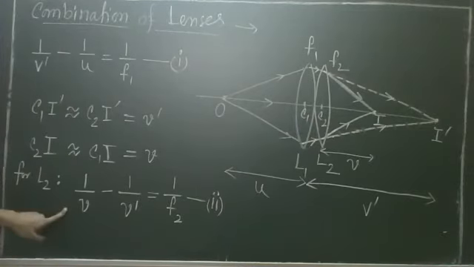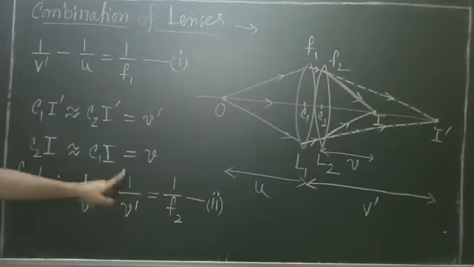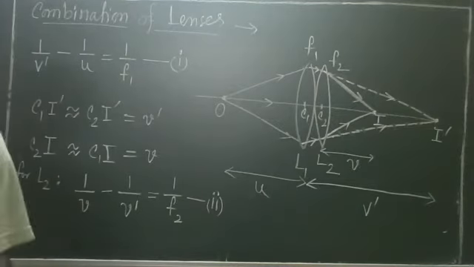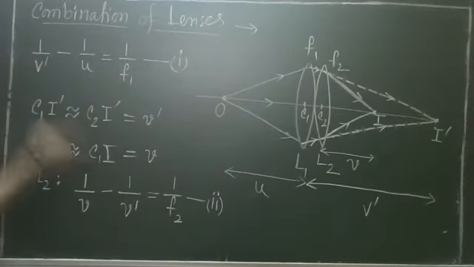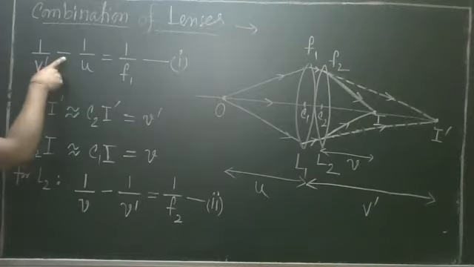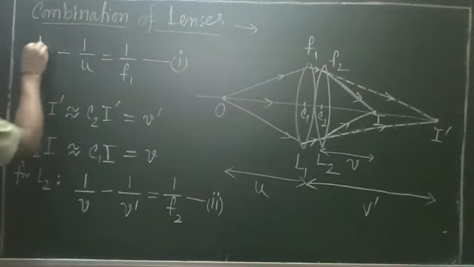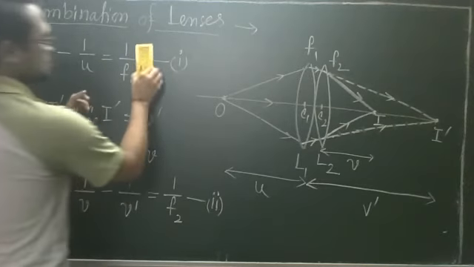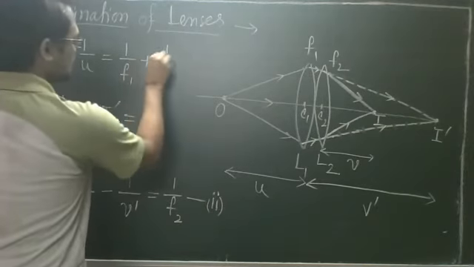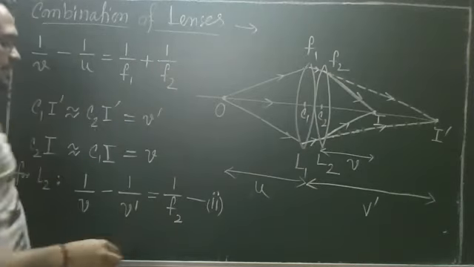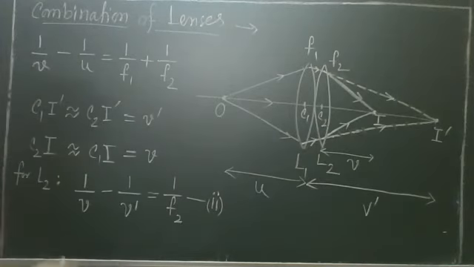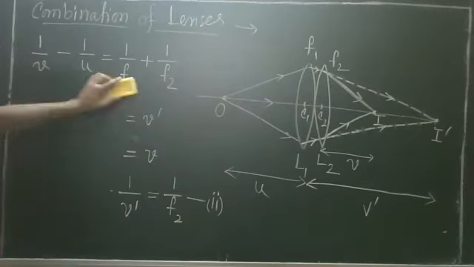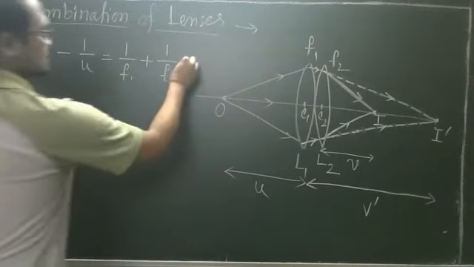If we add these two equations, look, 1 by v prime and minus 1 by v prime will cancel each other. So 1 by v remains, and here minus 1 by u. So I am writing 1 by v minus 1 by u equals 1 by f1 plus 1 by f2. We are getting this equation after adding equations 1 and 2. Give this equation number 3.